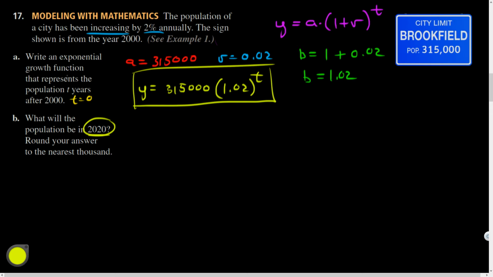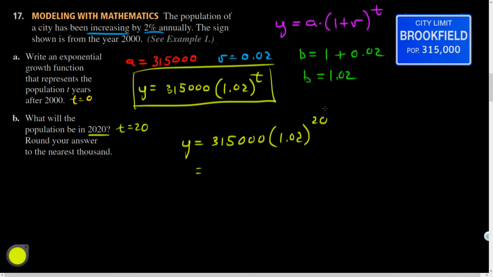So 2020, question. If t is equal to the number of years after 2000, for 2020, t is equal to 20. T equals 20. All right. So now I want to plug this 20 in for t, and we'll predict the population. So y equals 315,000 times 1.02 to the 20th power.